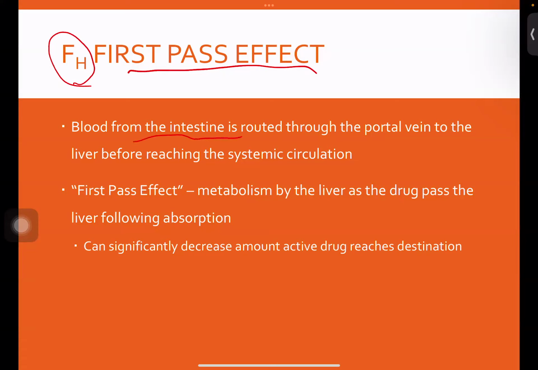So blood from the intestines is routed through the portal vein to the liver before reaching the systemic circulation. So the first pass effect is that metabolism by the liver following absorption, and it can significantly decrease the amount of drug that reaches its destination. This is the biggest reason that we have to give some drugs IV or by other routes.